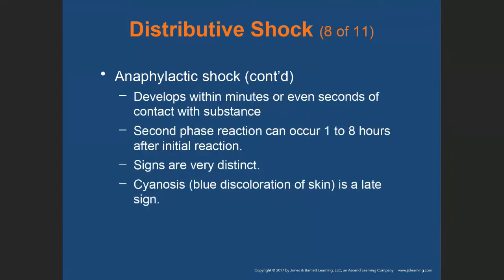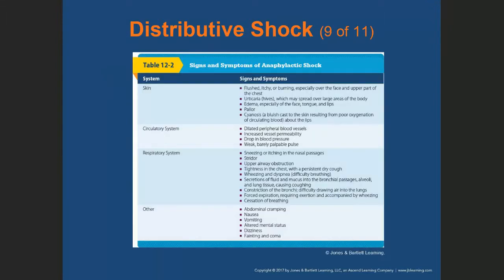So it can develop within minutes or even seconds of contact with a substance. A second phase reaction can occur 1 to 8 hours after the initial reaction. Signs are very distinct. Cyanosis, blue discoloration of the skin, is a late sign. And anaphylactic shock can cause specific signs and symptoms in various areas of the body, right?